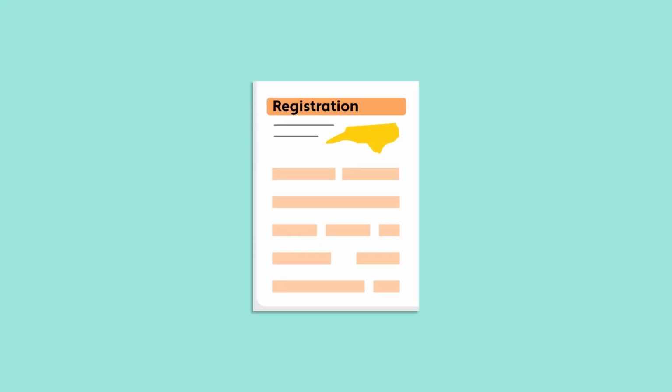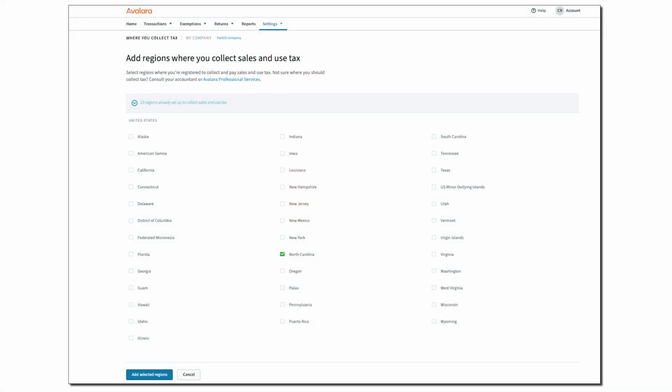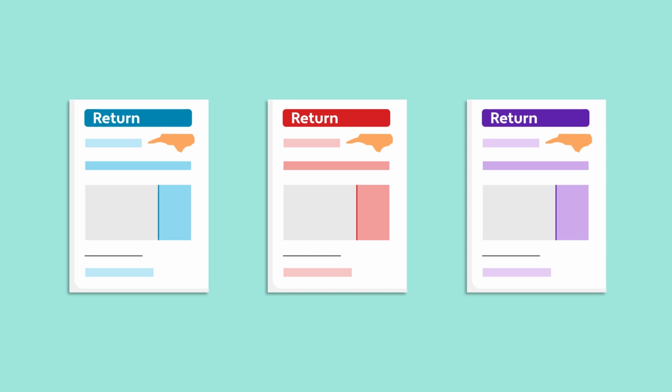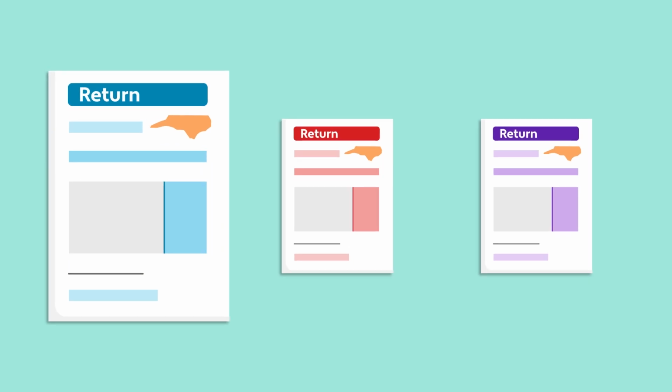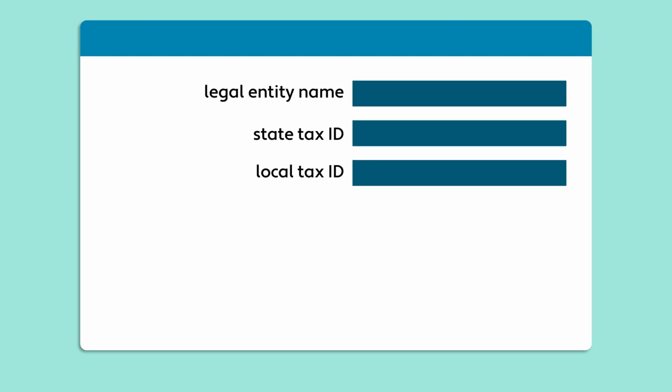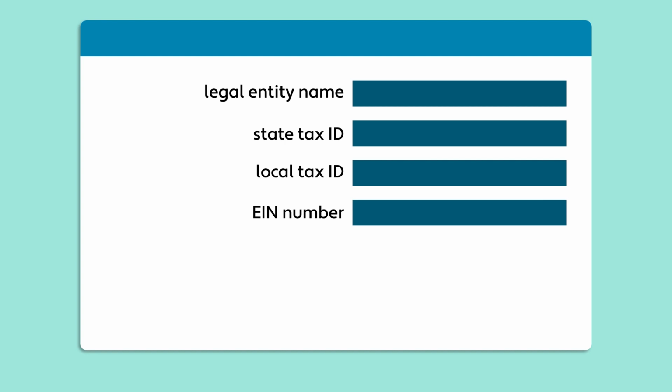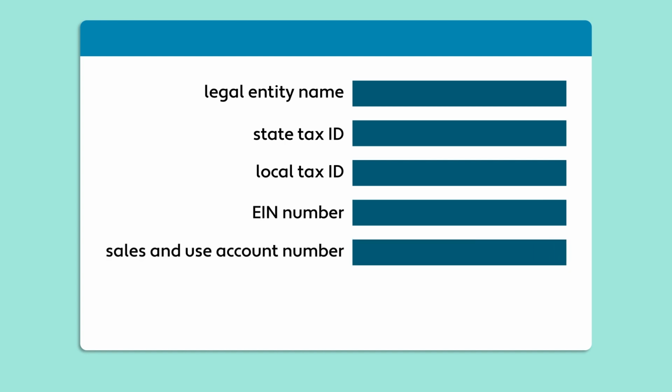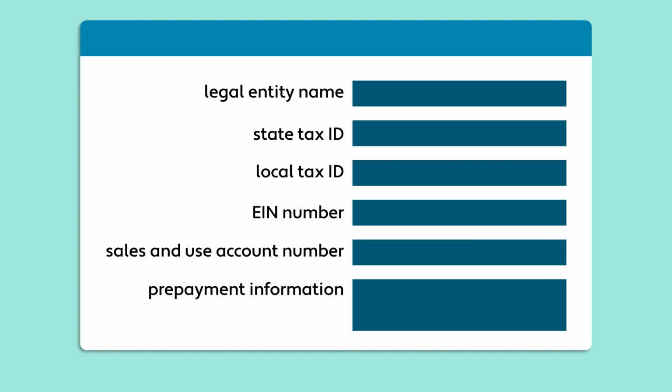Once you've registered to collect and pay tax in a state or jurisdiction, and you've added that jurisdiction to your Avalara account, the next step is to tell us which returns to file. Typically, the information you need about your business are legal entity name, state and local tax ID numbers, EIN numbers, sales and use account numbers, and prepayments information.